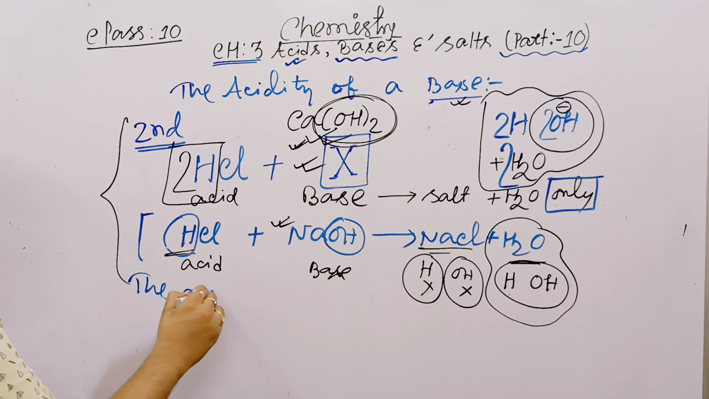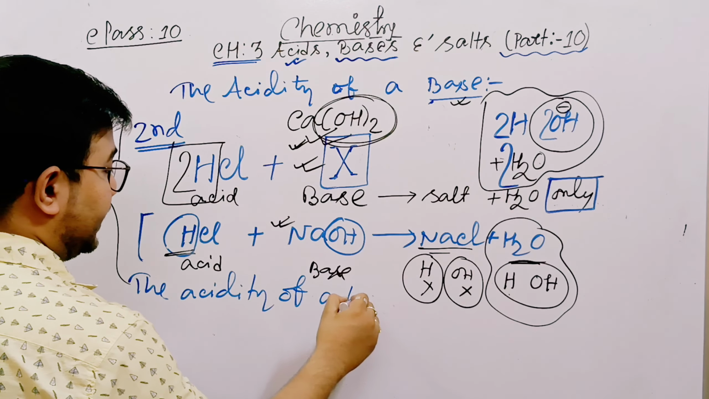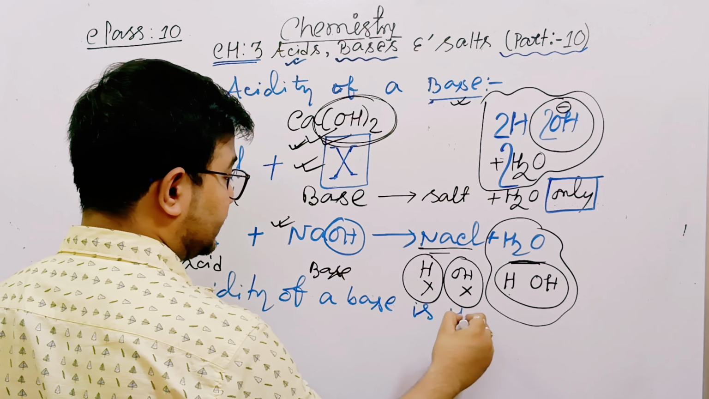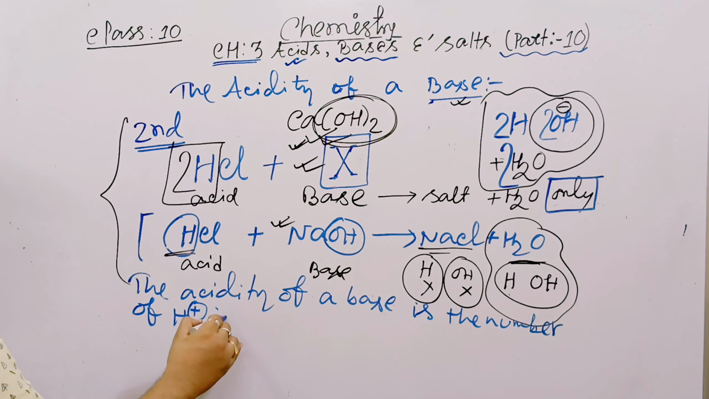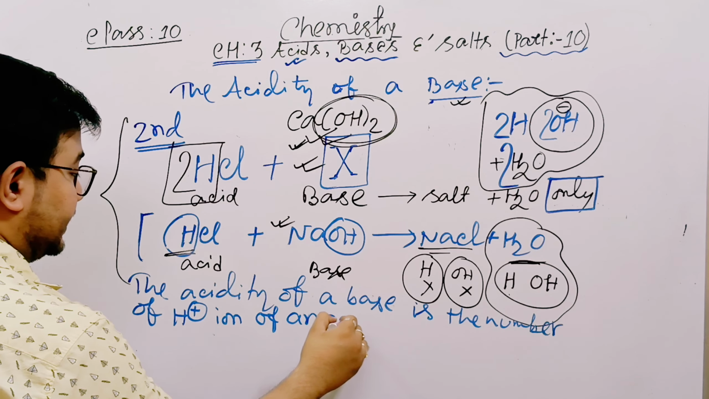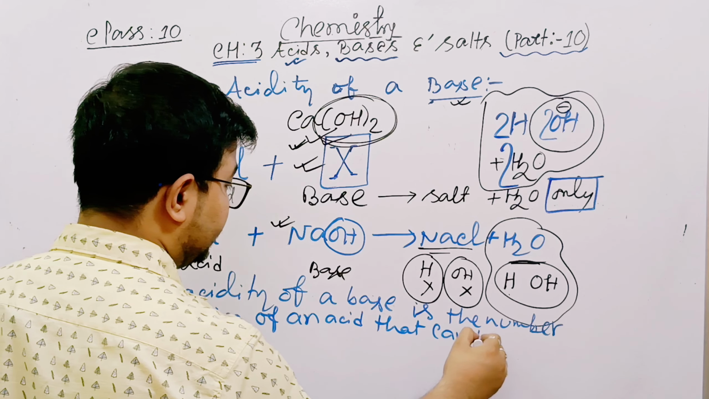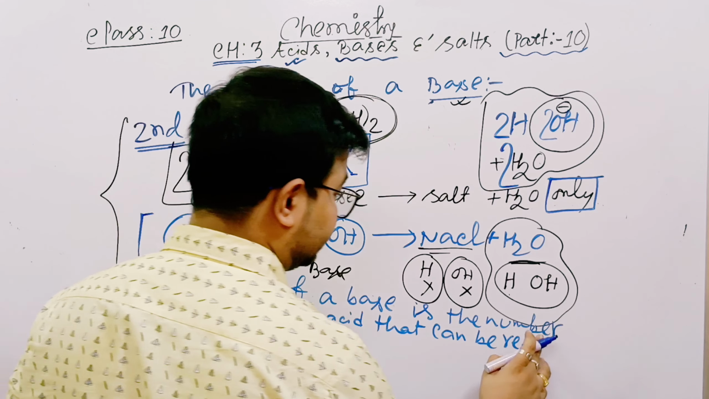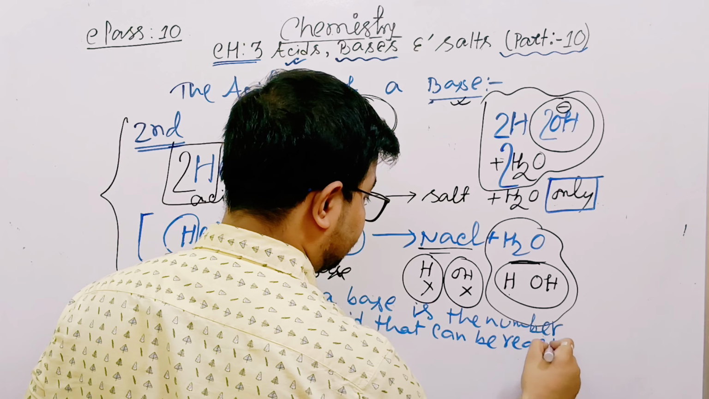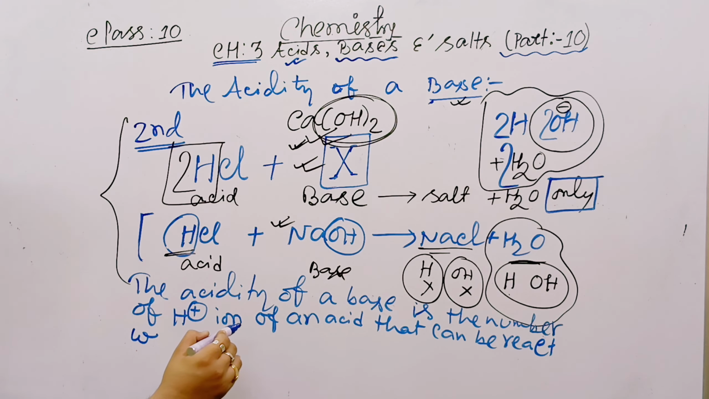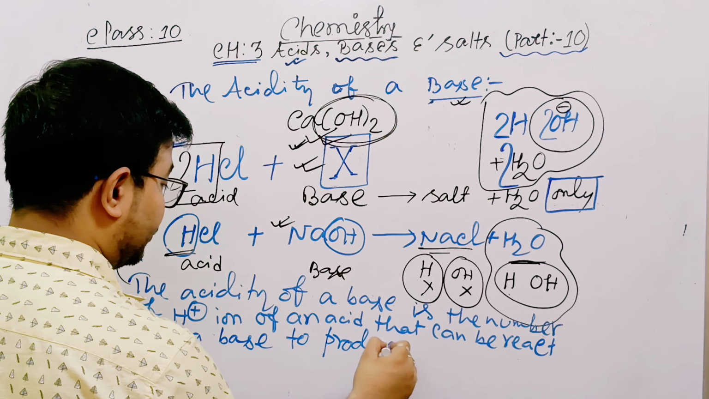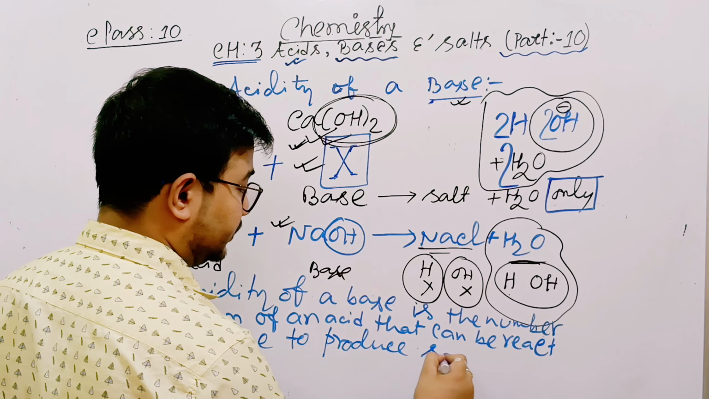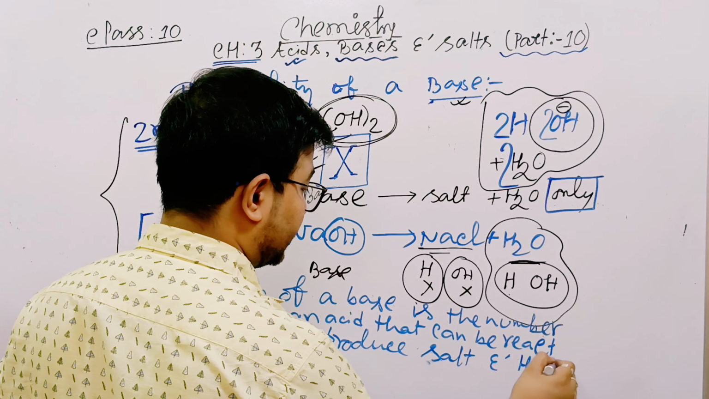Okay, so again, what is the definition? The acidity of a base is the number of H plus ions of an acid that can react with a base to produce salt and water. So see the definition.